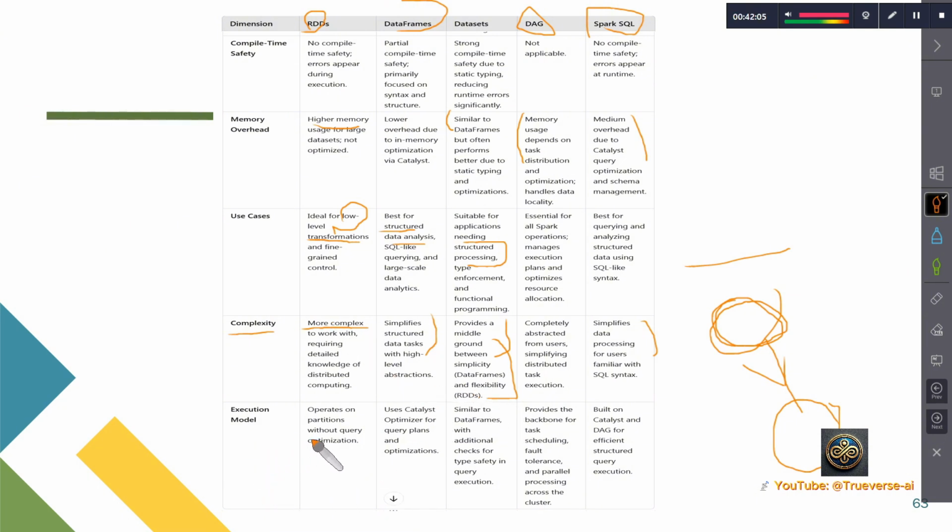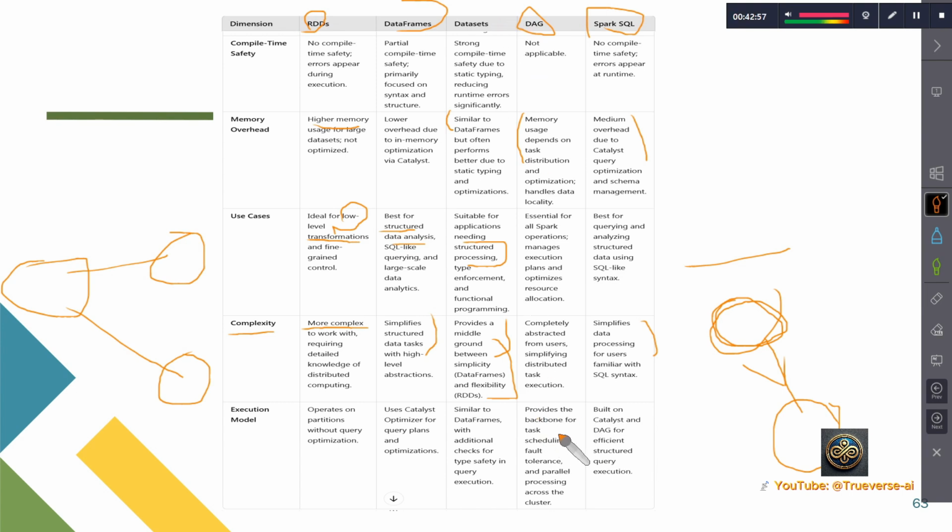So execution model: operate on the partition without query optimization. Partition means, when you have data, as I explained before, and I will explain later on in the hands-on practice more, when you distribute your data, partition means divided. So that means you will do executing but no optimization. So this is the RDD. But in the DataFrame, a little bit more optimization, in the Dataset more and more, and in Spark SQL, the best one.